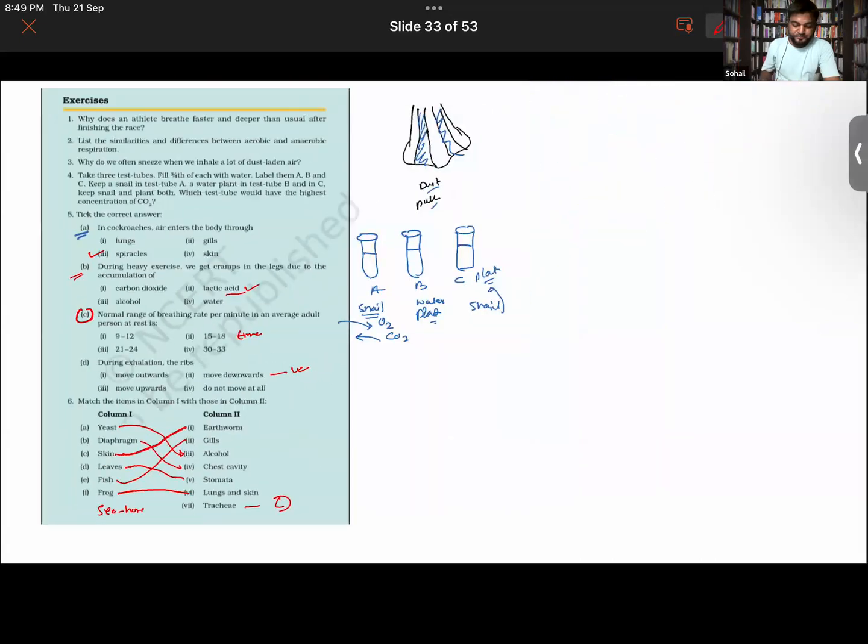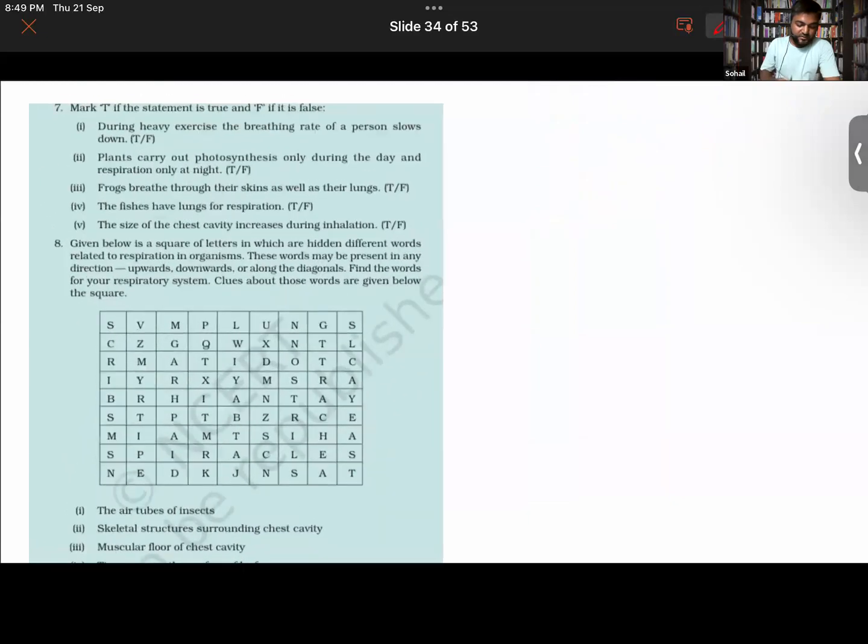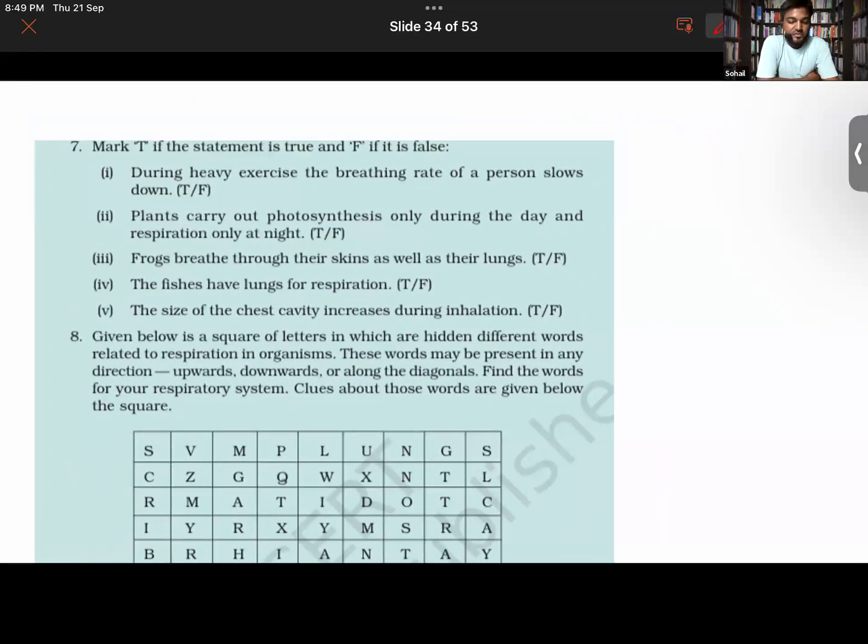Now, question number 7. Vaiga, read the first question. During heavy exercise, the breathing rate of a person slows down. False, obviously false. The second one: plants carry out photosynthesis only during the day and respiration only at night. False, because respiration is a 24-hour process.